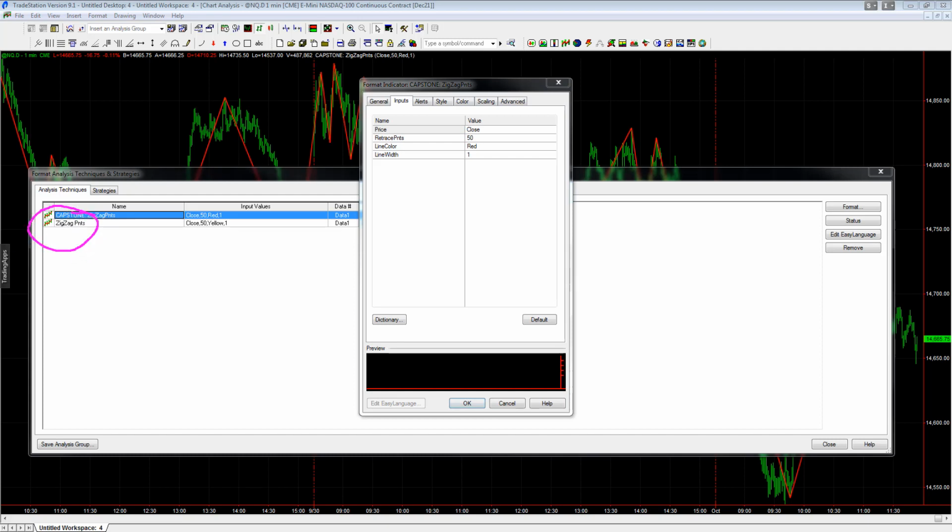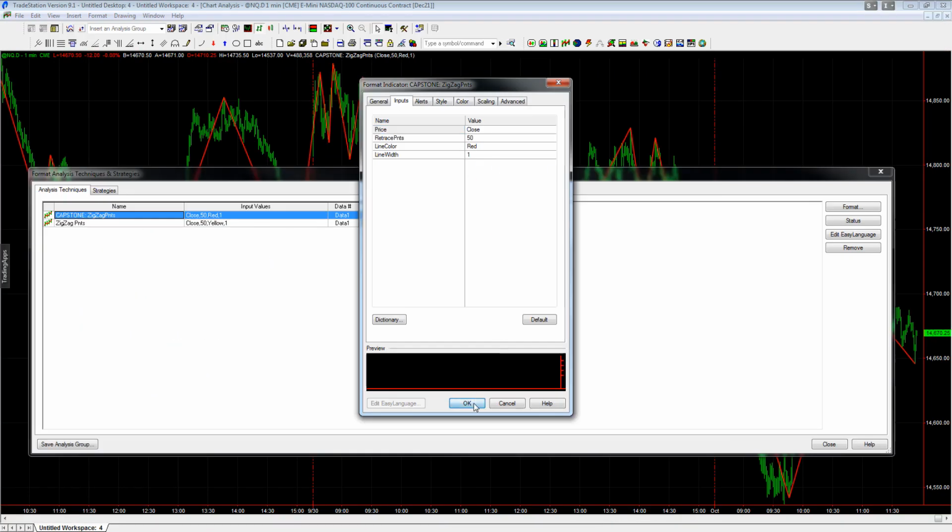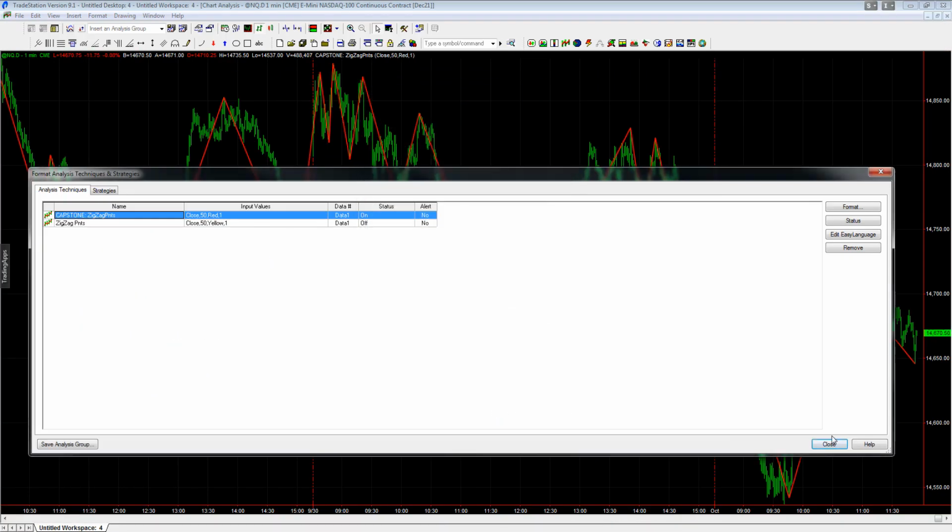And if you want to change it to what I have, you simply change the price to low, and change the word price to high here. Verify it and insert your new indicator. I called mine Capstone Zigzag PNTS. And this is a look back indicator.